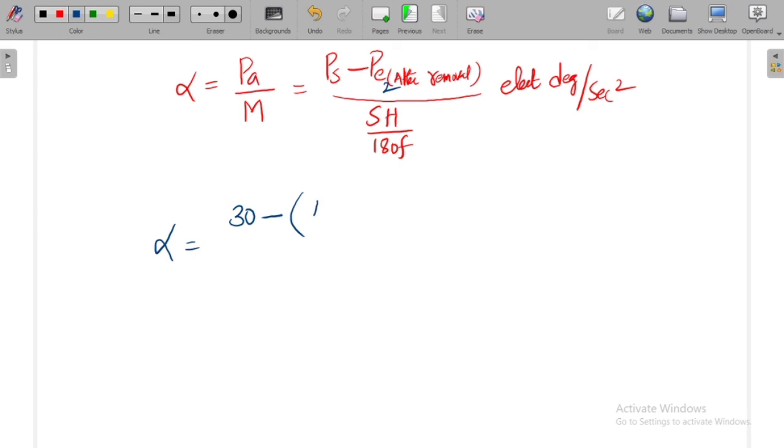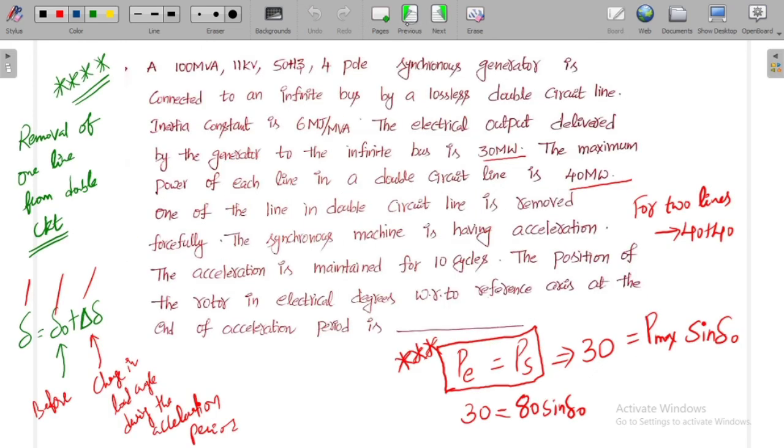Pmax2 sine delta 0. Pmax2 means when one line is removed you have only one line, and that line is transferring 40, so 40 sine delta 0. Why am I taking delta 0 here even though I am finding alpha during acceleration? Because we should know the initial angle. From the initial angle only we will get the acceleration from that angle, right? So that is the reason why I have taken delta 0 as 22 degrees, which we have determined, right?